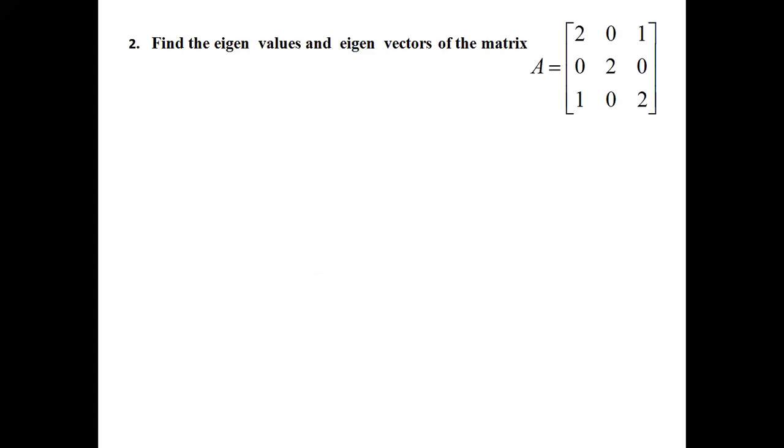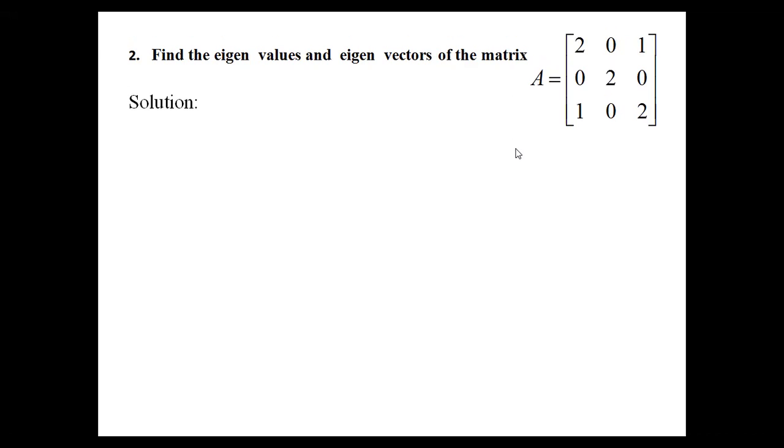Here the given matrix has 3 rows and 3 columns. In the first row, the elements are 2, 0, 1. In the second row, the elements are 0, 2, 0. And in the third row, the elements are 1, 0, 2. To find all the eigenvalues, the solution procedure is like this. First, obtain the characteristic equation of the matrix. Characteristic equation means take this matrix, subtract lambda from the diagonal and equate the determinant to 0.